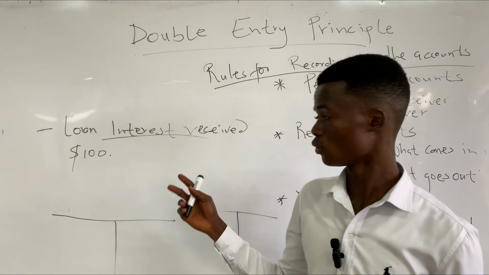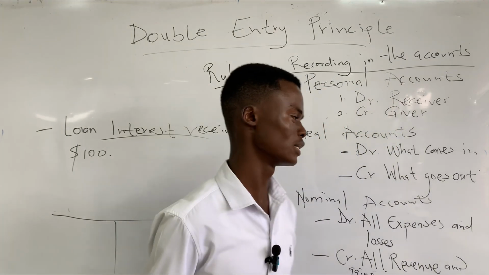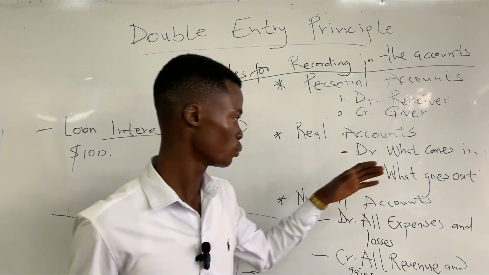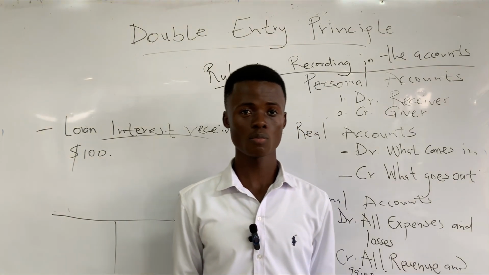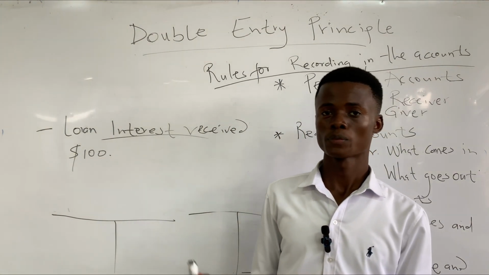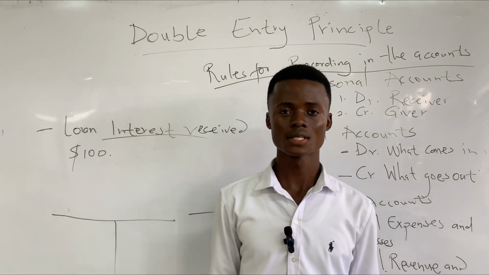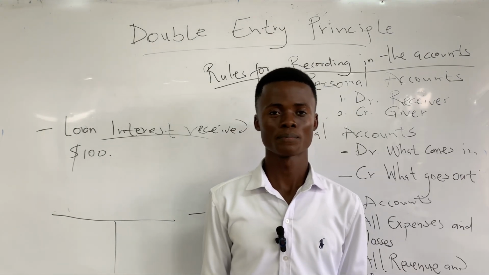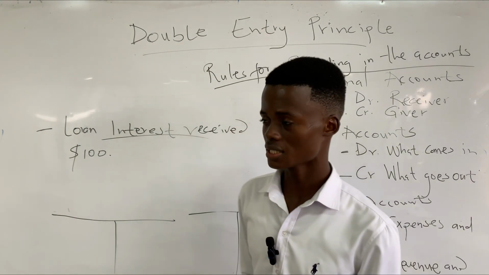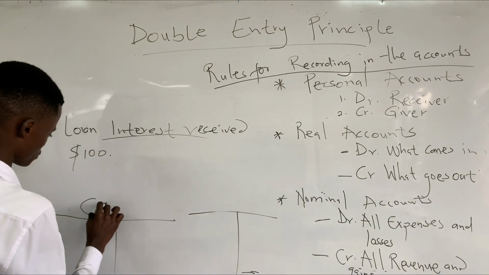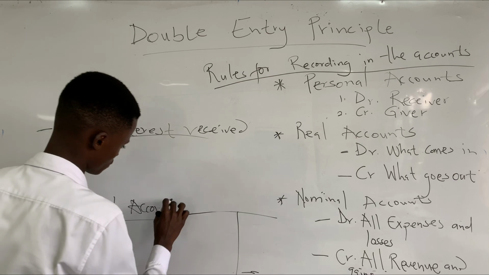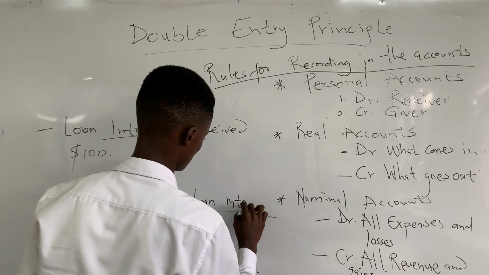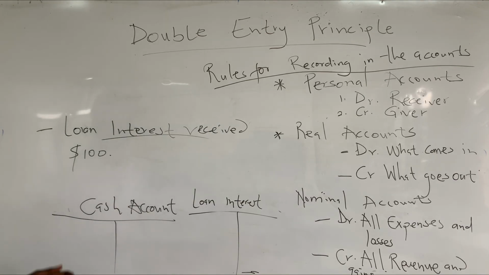In this case, the loan interest received is an income or revenue account, which is under the nominal account, and the cash is a real account. So it is advisable that in every situation where a transaction involves a real account and a nominal or any other account, you first look at the perspective of the real account. So in this case, we have our cash account and the loan interest. These are the two accounts involved.